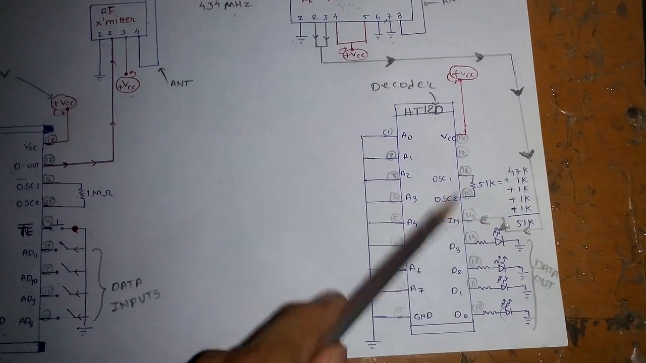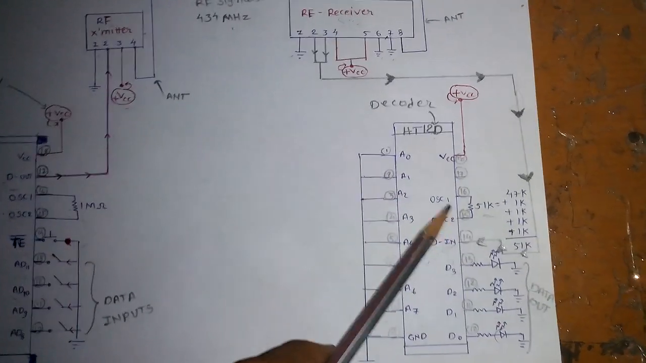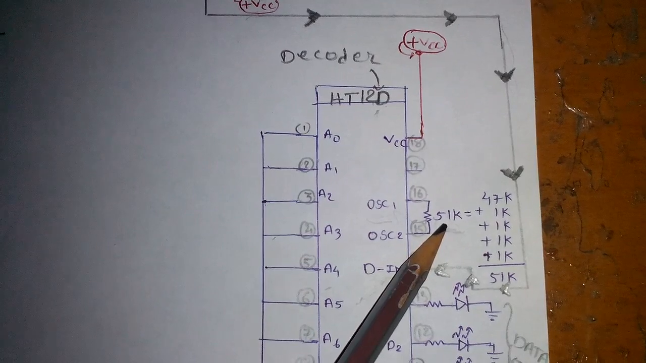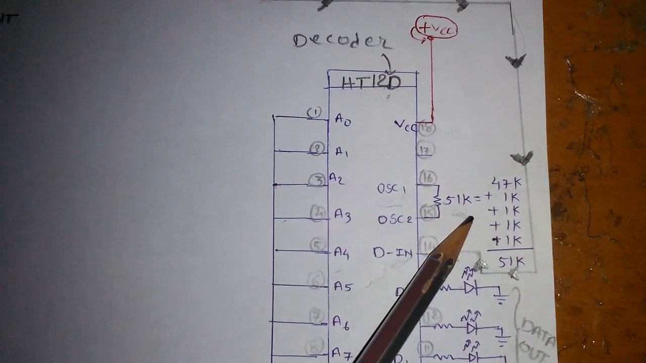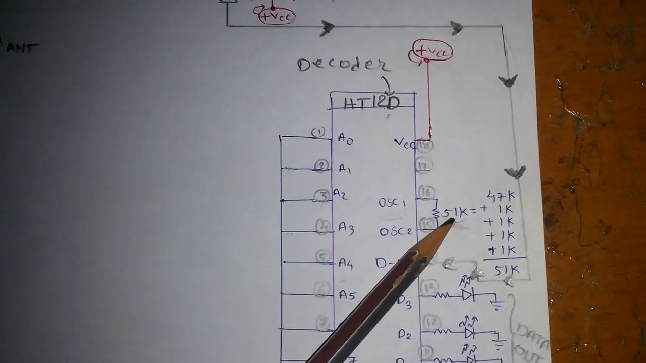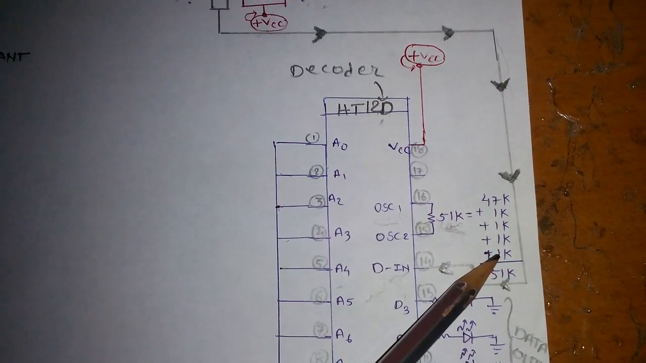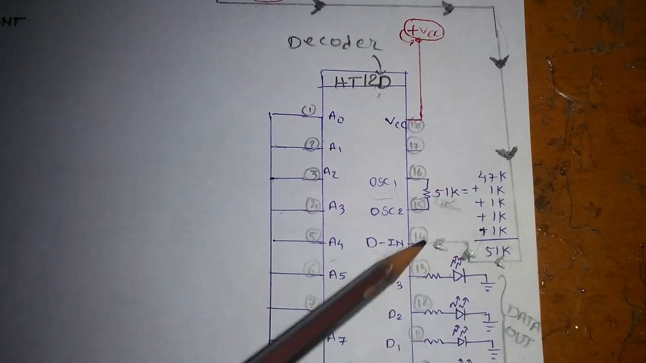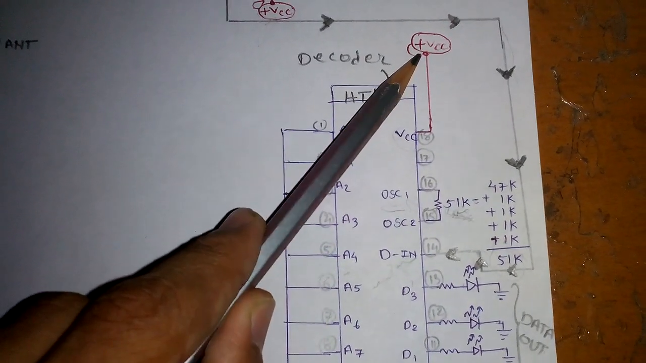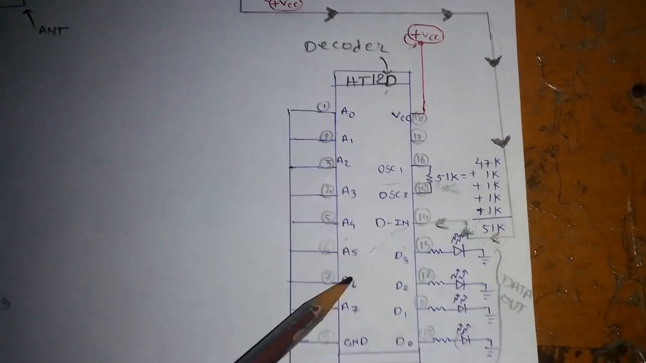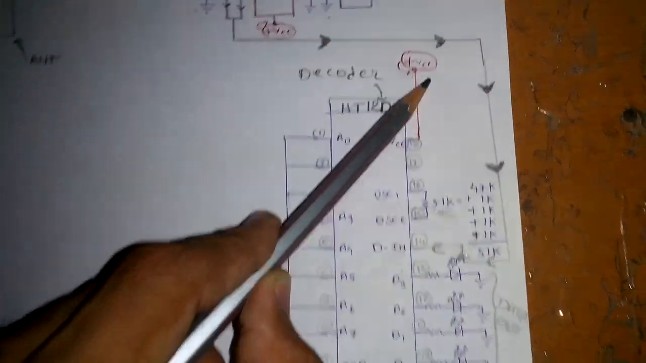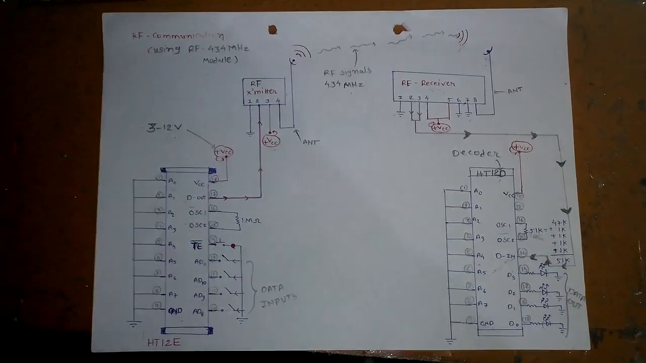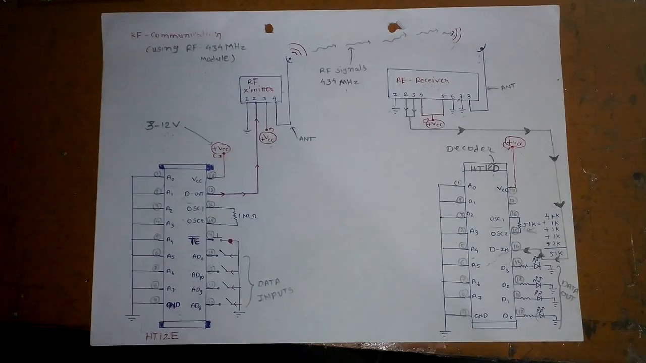Data in here, and for the oscillator we require 51 kilohms for communication as per the data sheet of the HT12D decoder. 51K is the best value for communication. If you don't get a 51 kilo ohm resistor, then you can find the nearest value and add some 1K or similar resistor to get 51K. So data is coming here, the oscillator is given, and we require a supply VCC for the HT12D. I also gave 5 volts. So now all the circuit is like this: RF transmitter, receiver, decoder, and nothing else, just a medium.